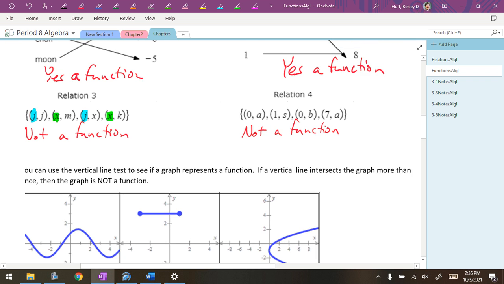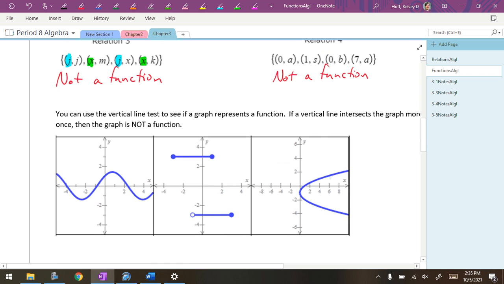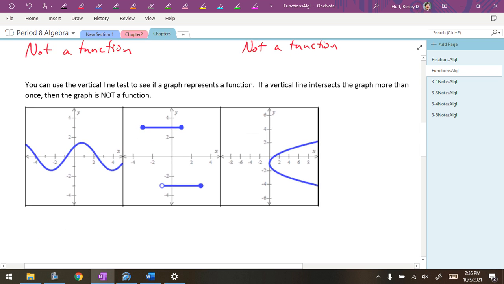So they may give us a mapping, they may give us ordered pairs. All you're looking at is, do I have an x value that repeats? Now another way of doing this, given a graph, is called the vertical line test. Vertical lines run up and down, okay?